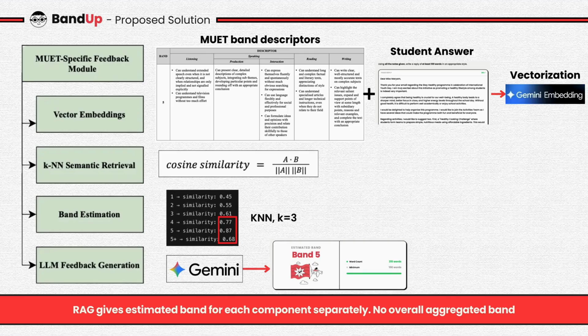Then, the RAG pipeline follows 3 steps. The first step is KNN semantic retrieval with K equals to 3. It uses cosine similarity to find the top 3 most relevant band descriptors. The second step is augment, where these 3 descriptors are added to the prompt for band estimation. The third step is generation, where the LLM produces the estimated band and feedback.